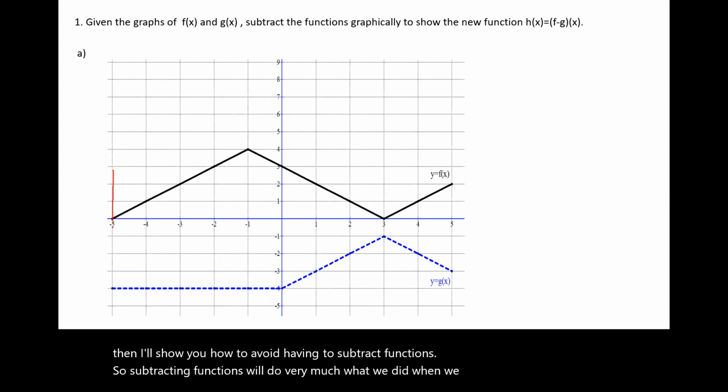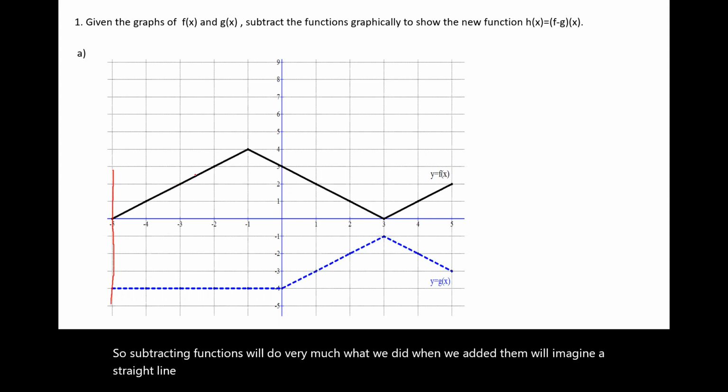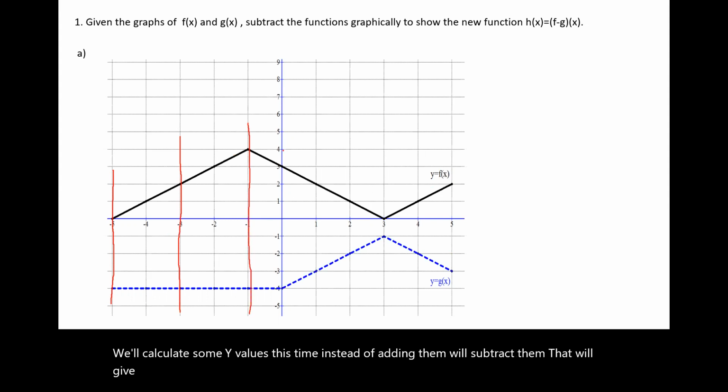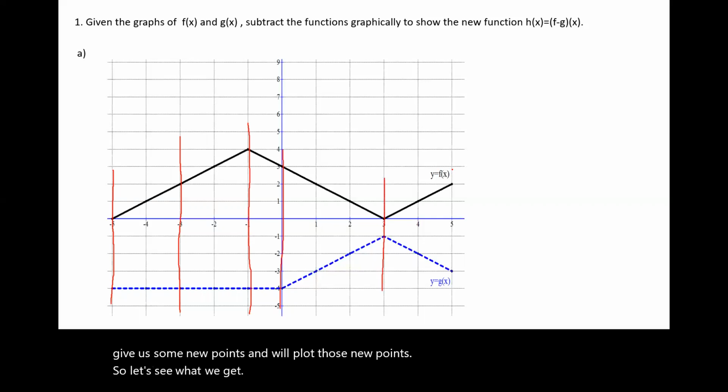We'll imagine a straight line at a variety of points. We'll calculate some y values. This time, instead of adding them, we'll subtract them. That will give us some new points, and we'll plot those new points. So let's see what we get. So we'll look for stationary points. Yeah, there's nowhere that equals 0, so that's not really going to help.